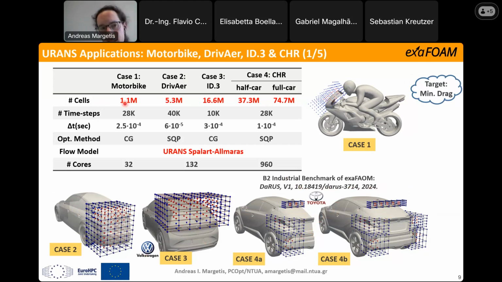Each case has a different number of cells ranging from 1 to 75 million, uses a different number of time steps ranging from 10 to 40,000, and also uses a different number of CPU cores. In all cases, the flow is governed by the URANS equations coupled with the Spalart-Allmaras turbulence model.